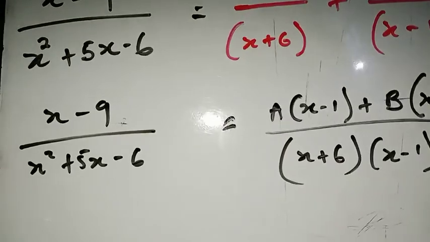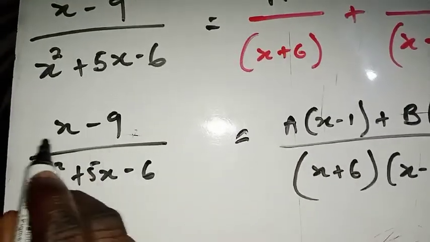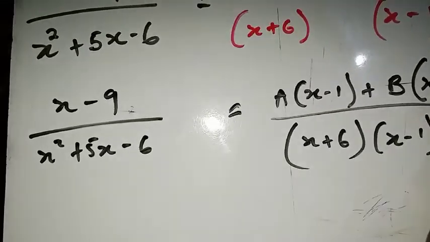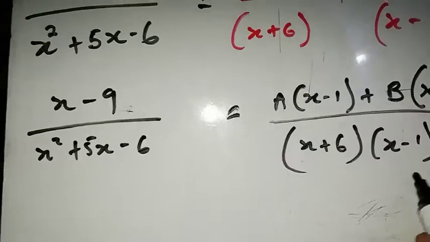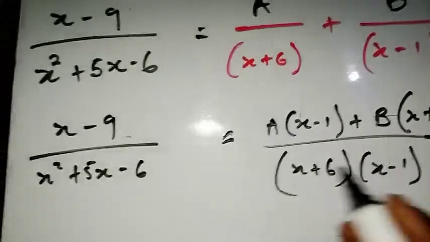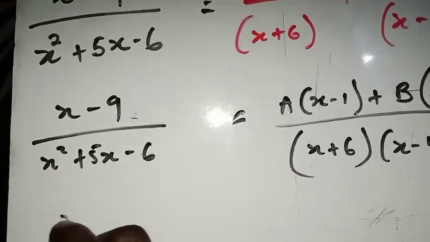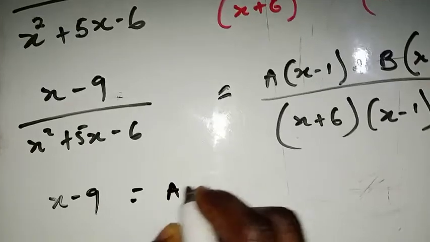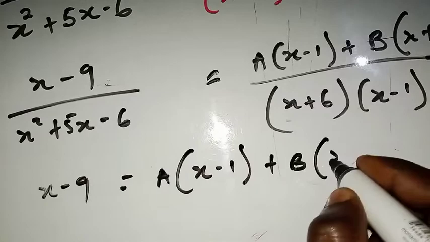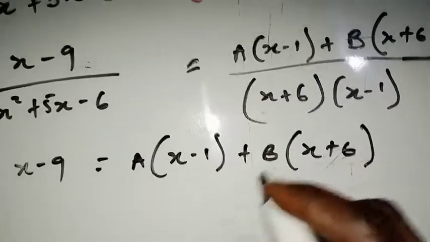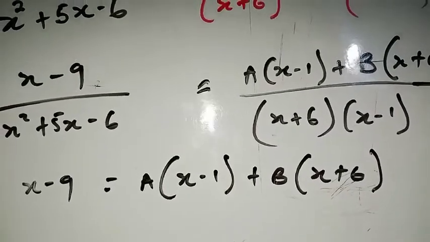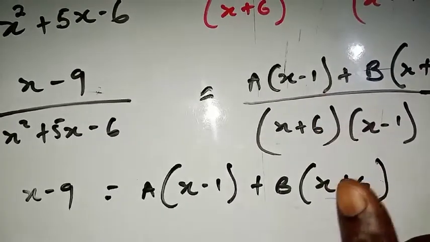If that is the case, we are just going to equate the numerators, the terms at the top, right? We don't have any business with the denominators. Our aim is to determine the values of A and B. So equating the numerators, we have x minus 9 equal to A into bracket x minus 1, plus B into bracket x plus 6. If you've already watched this video, this should be simple from this point. So maybe you may pause, go and check that video, and come back to see how we are doing this.